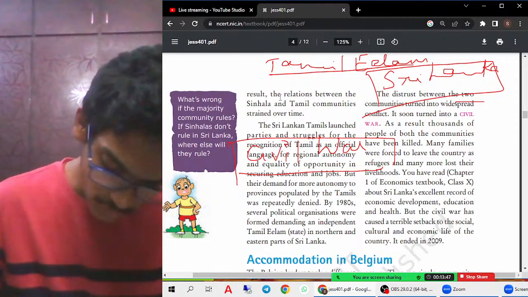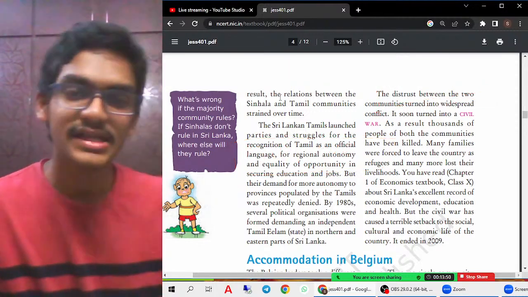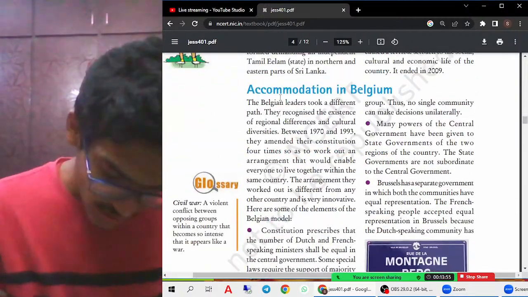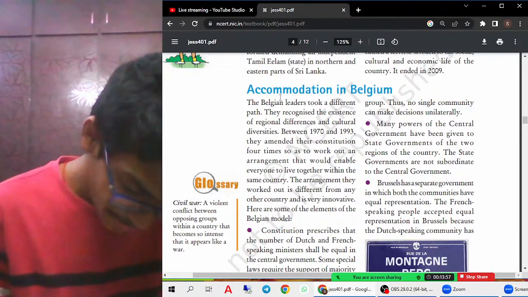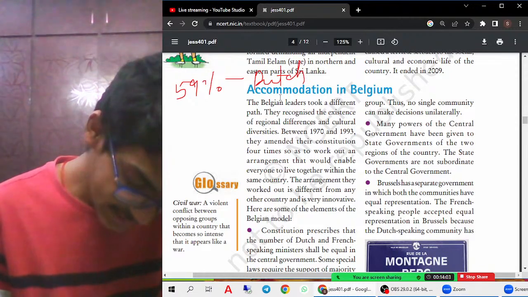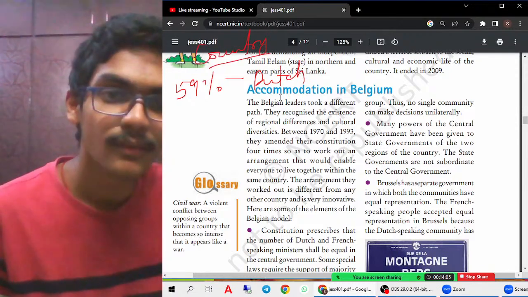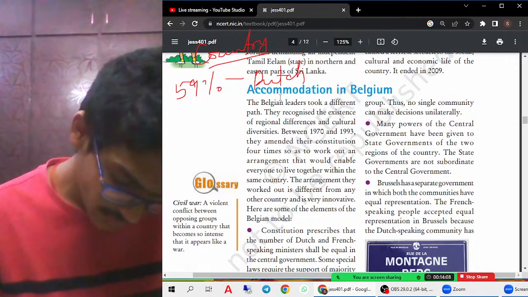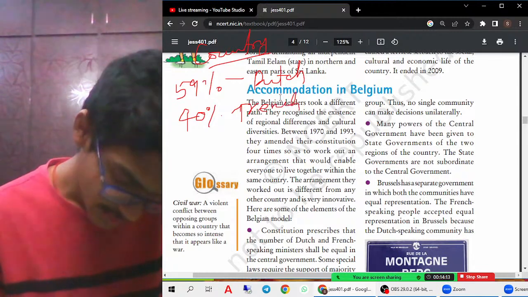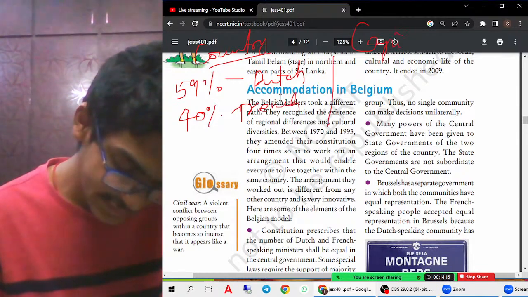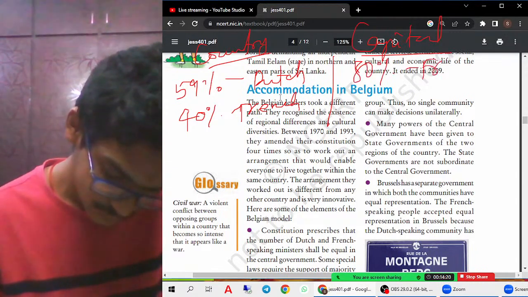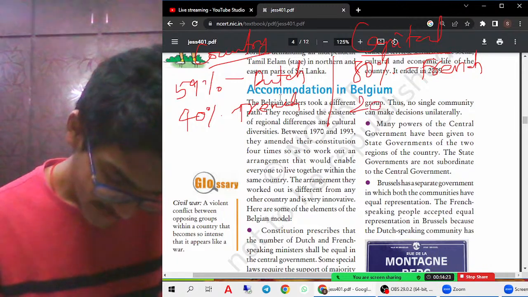In a similar way, we are also going to see the situation of Belgium. In Belgium, as I already told you, 59% of the people in the entire country were Dutch and 40% were French. But in the capital city, Brussels, 80% were French and only 20% were Dutch.